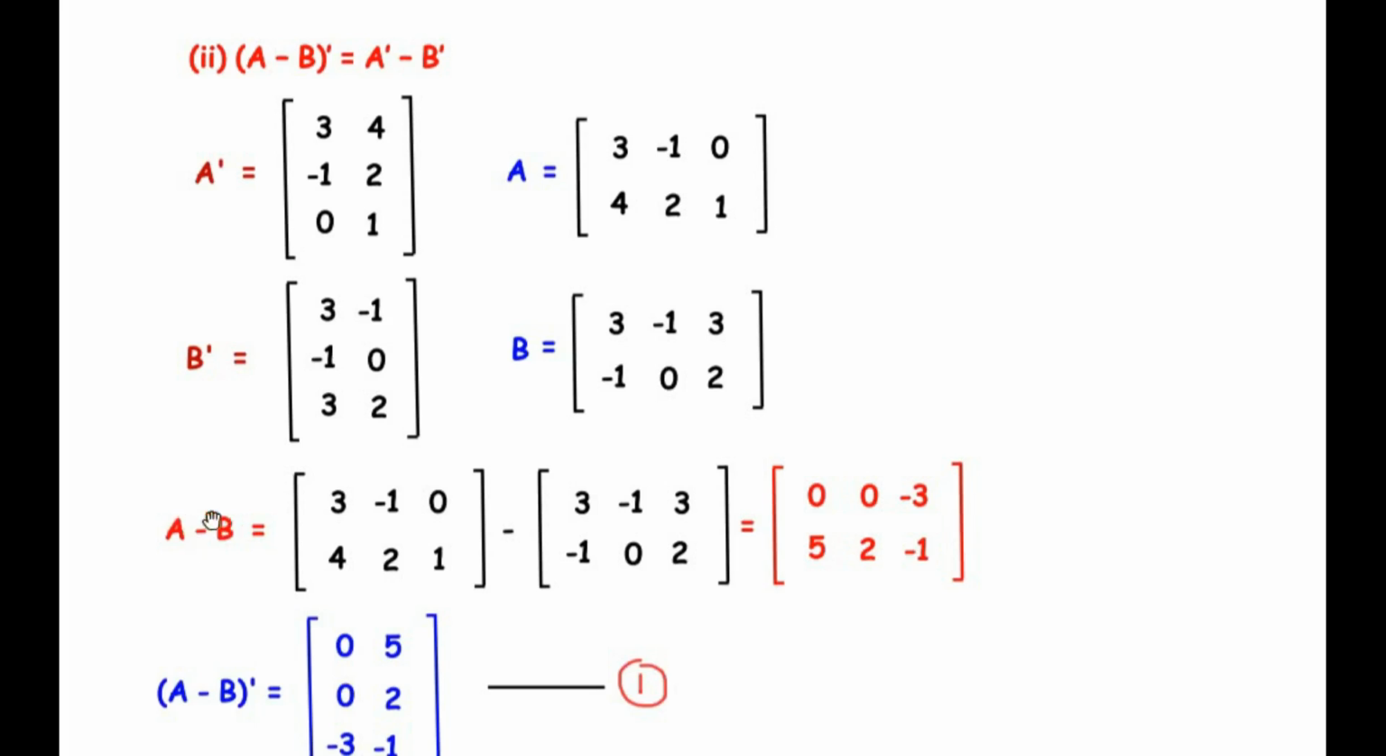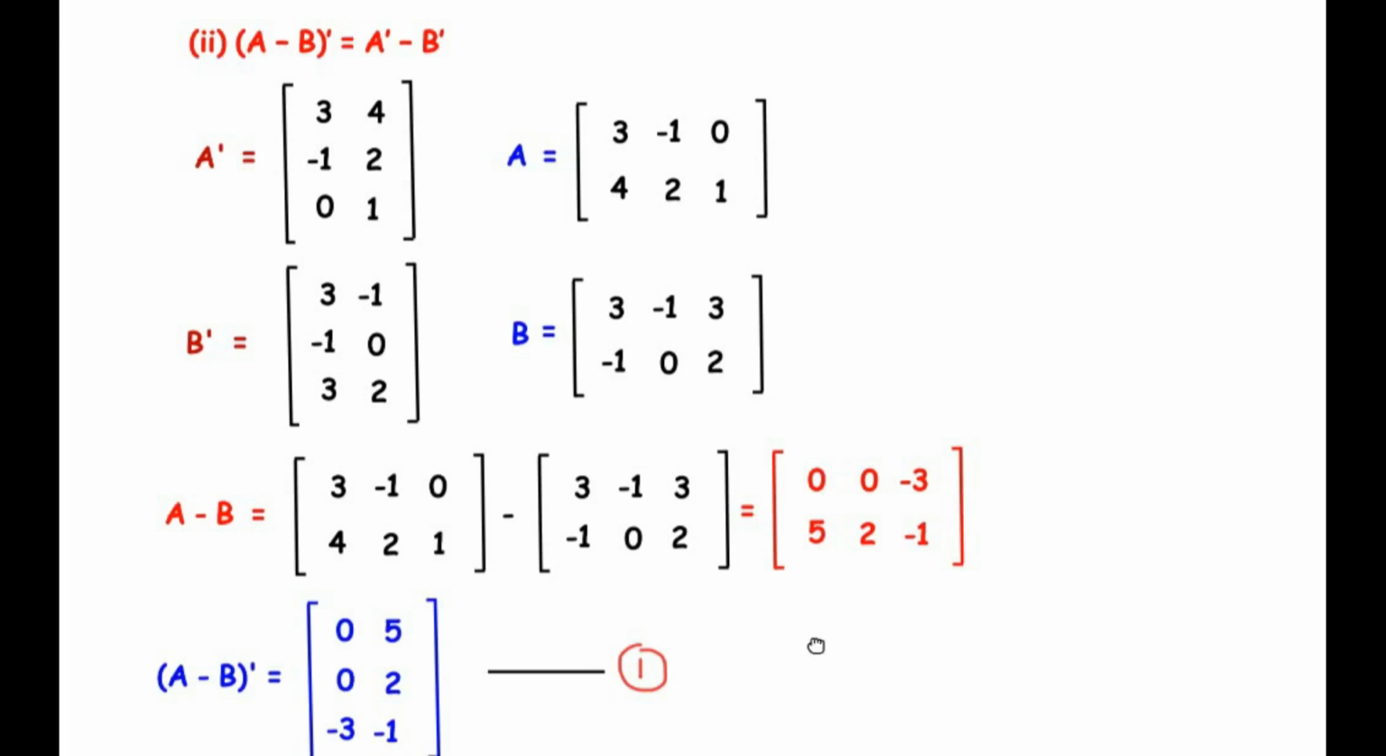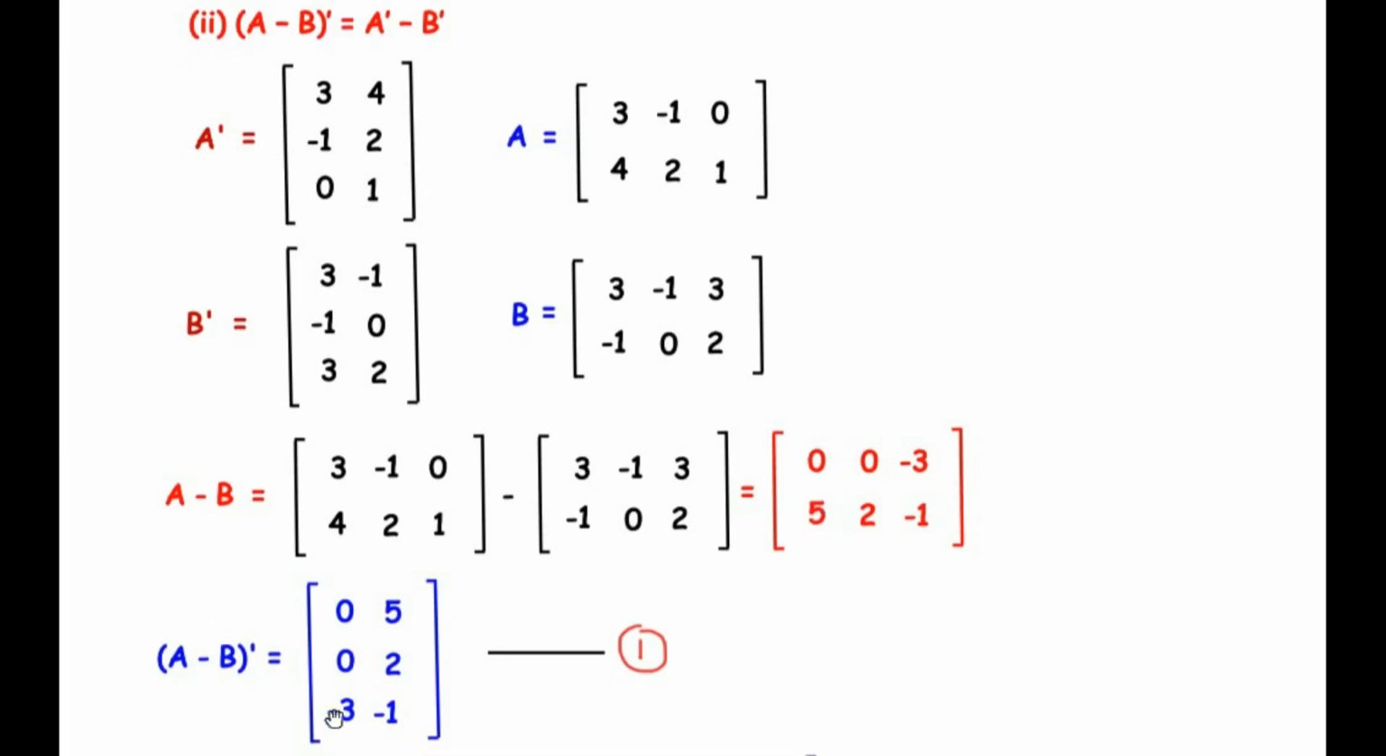Now once we have got A minus B, let us take its transpose, that is left hand side. So when we take the transpose, the column becomes the row. So we can see 0, 0, minus 3... the column elements have become the row elements. Second column becomes second row and third column becomes third row. So let us consider this as equation 1 since this is our left hand side.